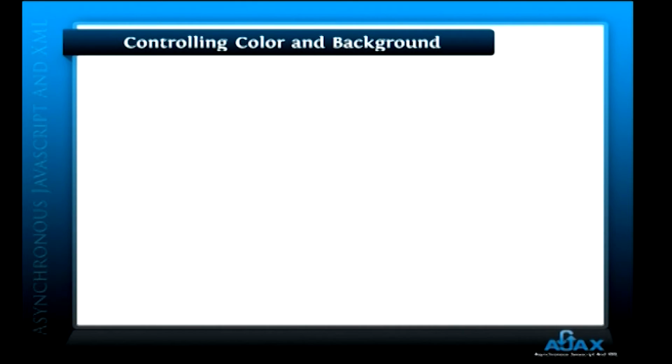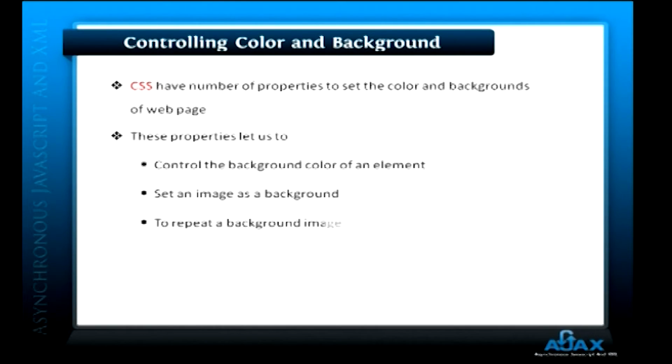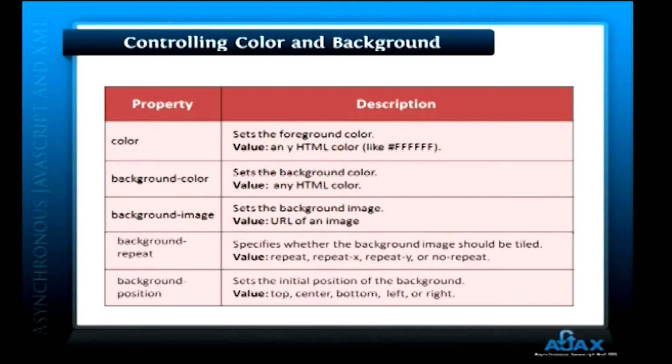Controlling color and background. In CSS, we have a number of properties to set the color and backgrounds of web pages. Actually, these properties let us control the background color of an element, set an image as a background, or repeat a background image, and so on. Let's see and discuss them briefly. See, these are the few important properties which allow us to set the color and background. This property color is used to set the foreground color, where this background color property is used to set the background color. Similarly, we do have other properties like background image, background repeat, background position, and so on.